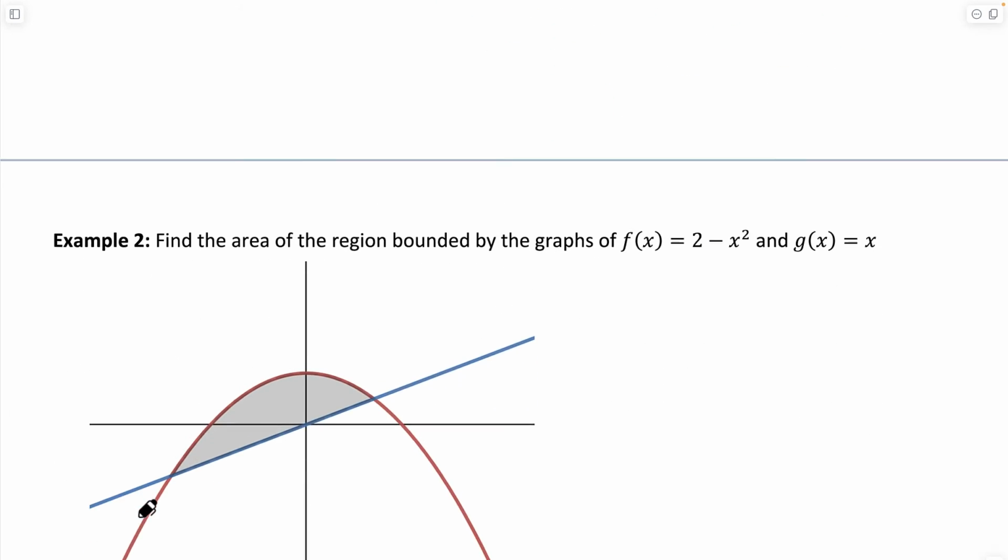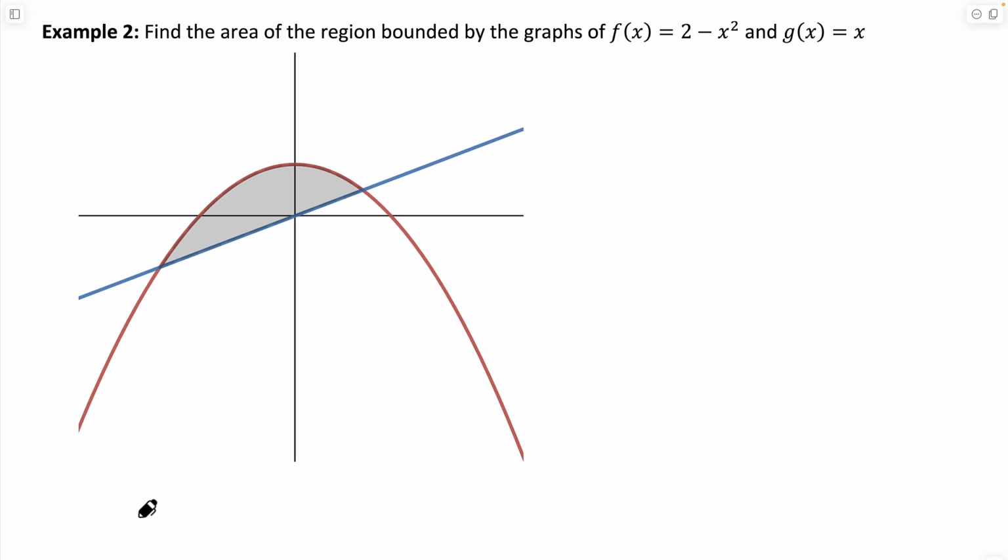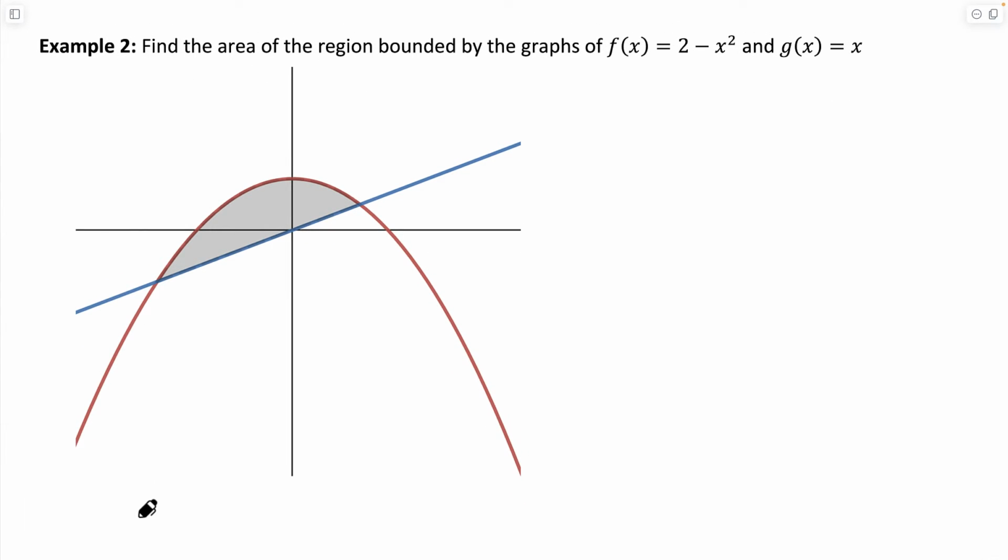Let's try another one. Find the area of the region bounded by the graphs of f at x equals 2 minus x squared. Well, I can tell that is the red function. And g at x equals x. There's my linear function. It is in blue. Now this time my left and right boundaries for my area are unclear. I don't know what my a and my b values are, so I don't know my lower and upper limits of integration. I'm going to have to start by finding those, by finding where these functions intersect.